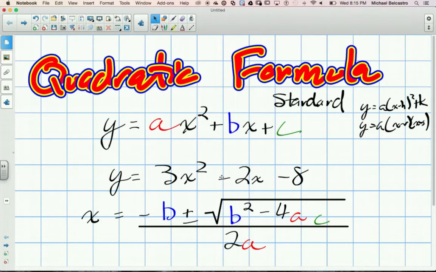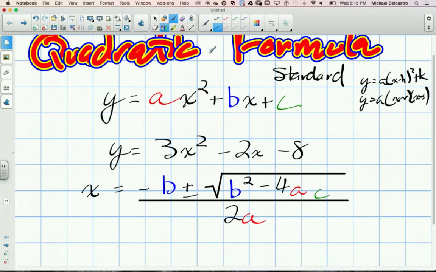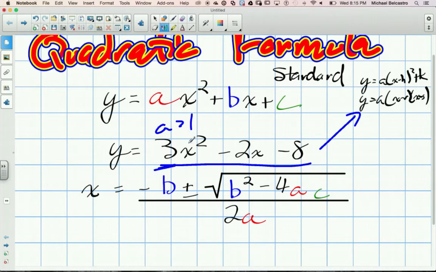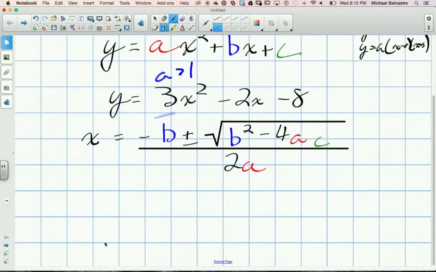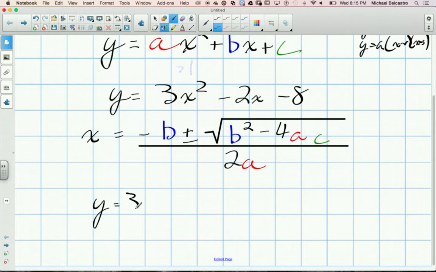Usually to find x-intercepts or to go into factored form, you would use factoring. This time your a value is greater than 1, so we have to use a certain style of factoring. I think you guys use decomposition, right? So let's try decomposition. Let's bring this down. y equals 3x squared minus 2x minus 8.